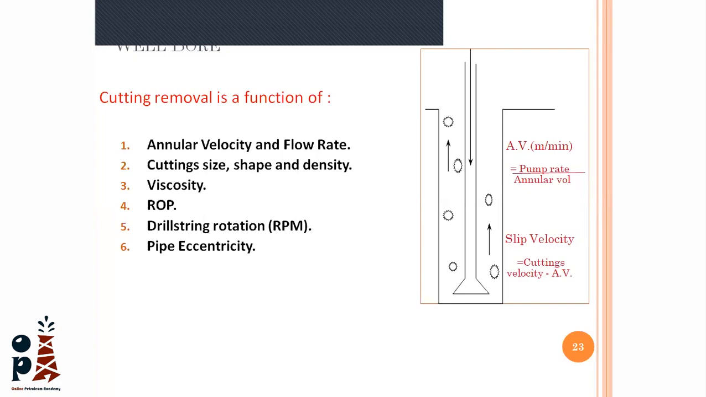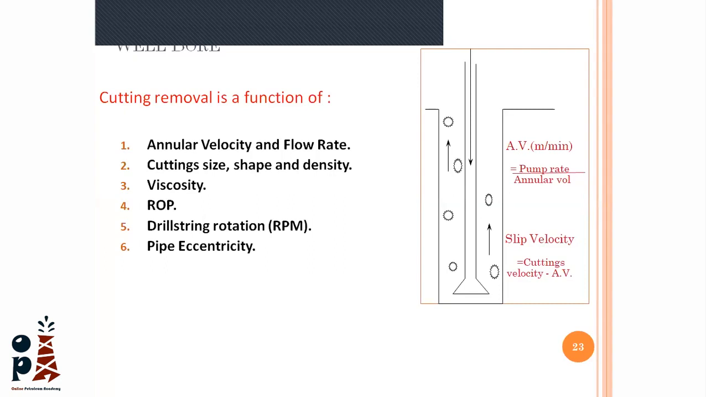Okay, guys. What else will be a factor of the cutting removal? The cutting size, shape, and density. You know, guys, especially guys who study geoscience, there are a lot of formation types. We have shale, sandstone, limestone, anhydrite, gypsum. All of these formations have different cutting size, different shape, different density. So this is an important factor in hole cleaning. By logic, if the cutting size and density increase, it will be harder to clean.